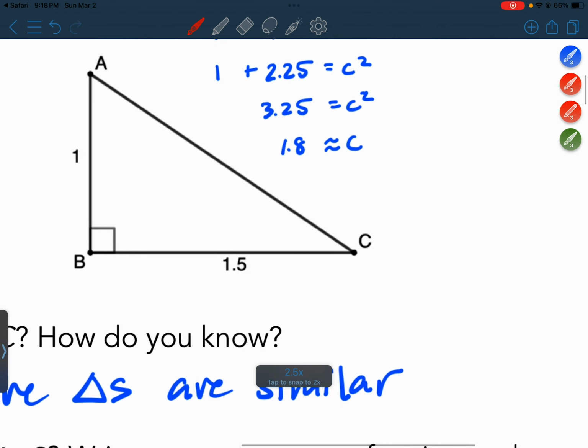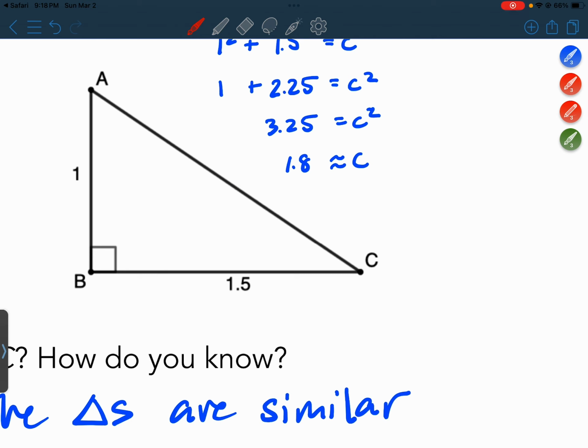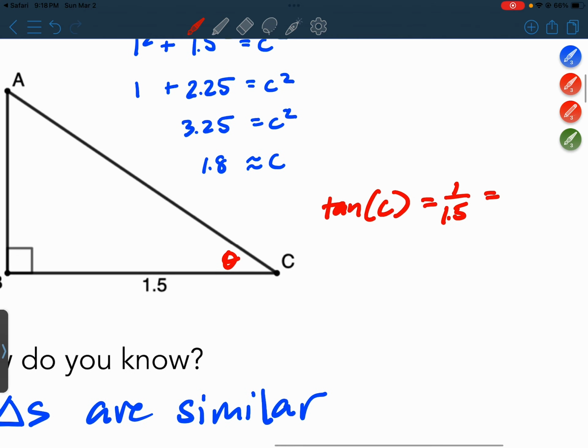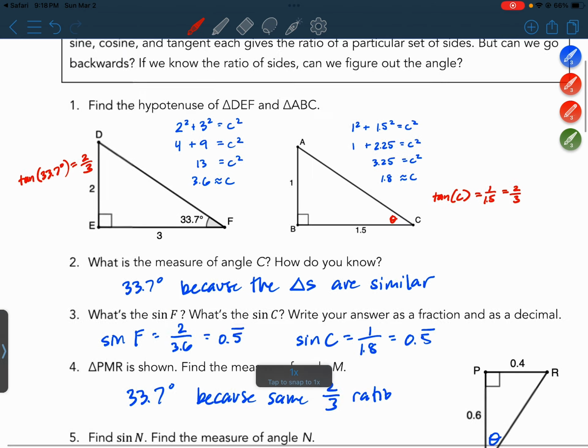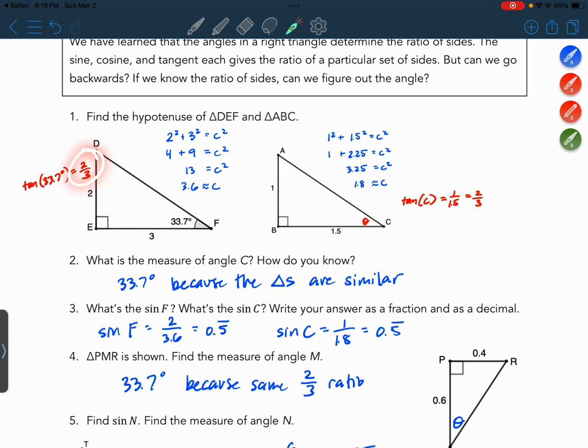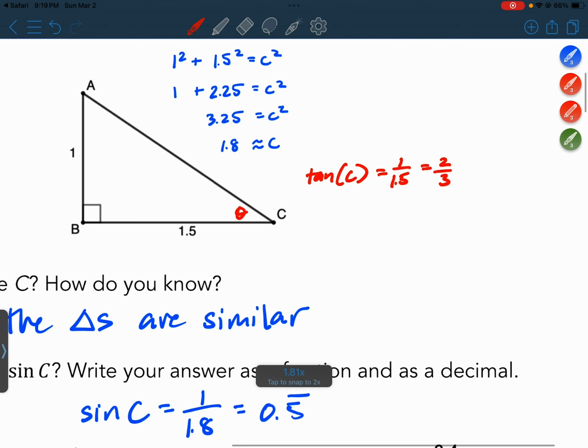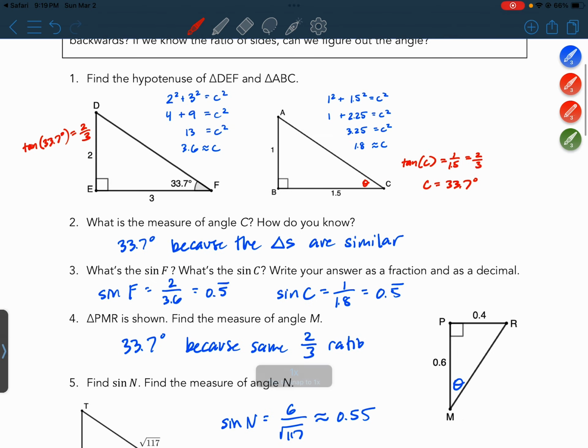Now, when we take a look at the second triangle here, let's choose this angle here at C, which we don't know what its measure is, but we can look at the tangent ratio for this angle, which would be opposite to adjacent. 1 to 1.5 is the same as 2/3. Now, our first triangle had a tangent ratio of 2/3. This triangle has the same ratio, therefore it must be the same angle. So angle C must be 33.7 degrees as well.